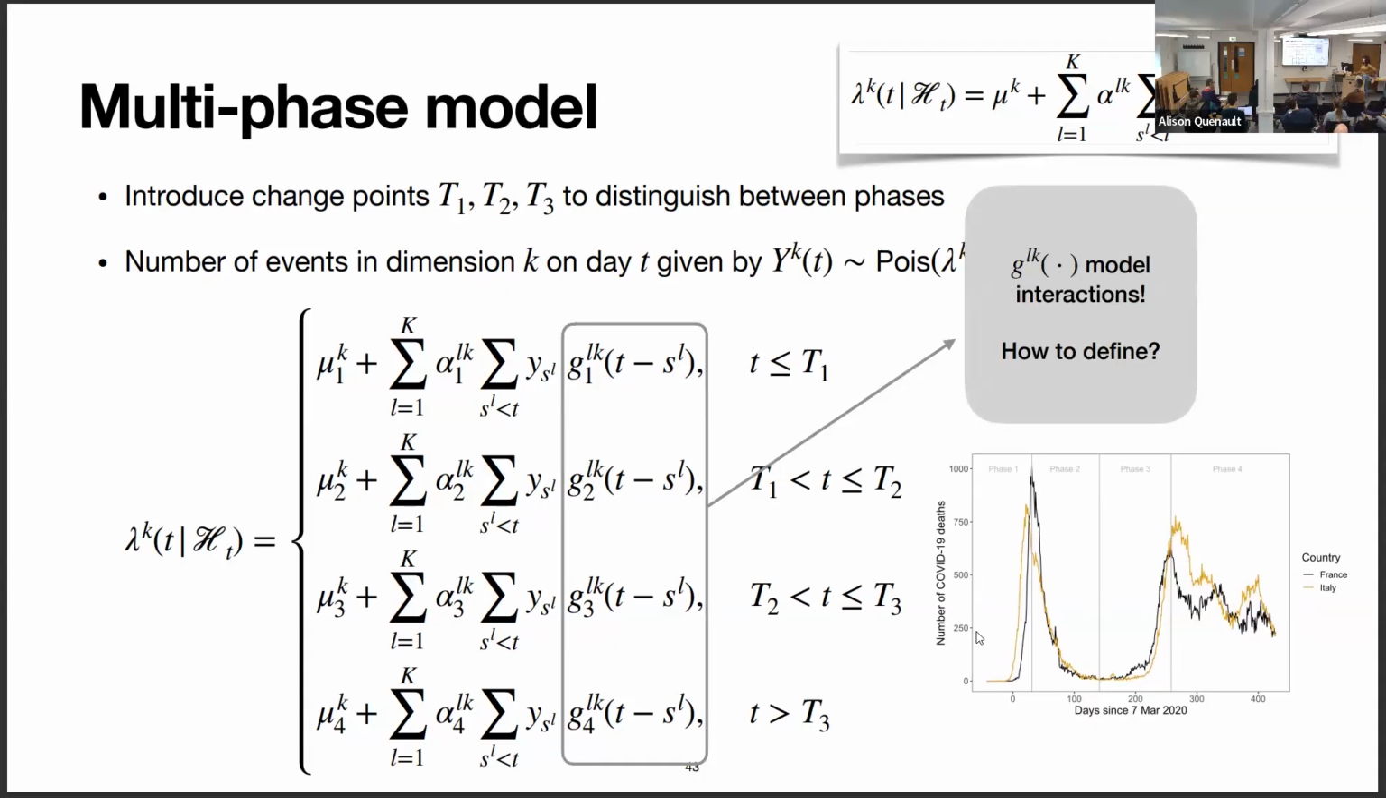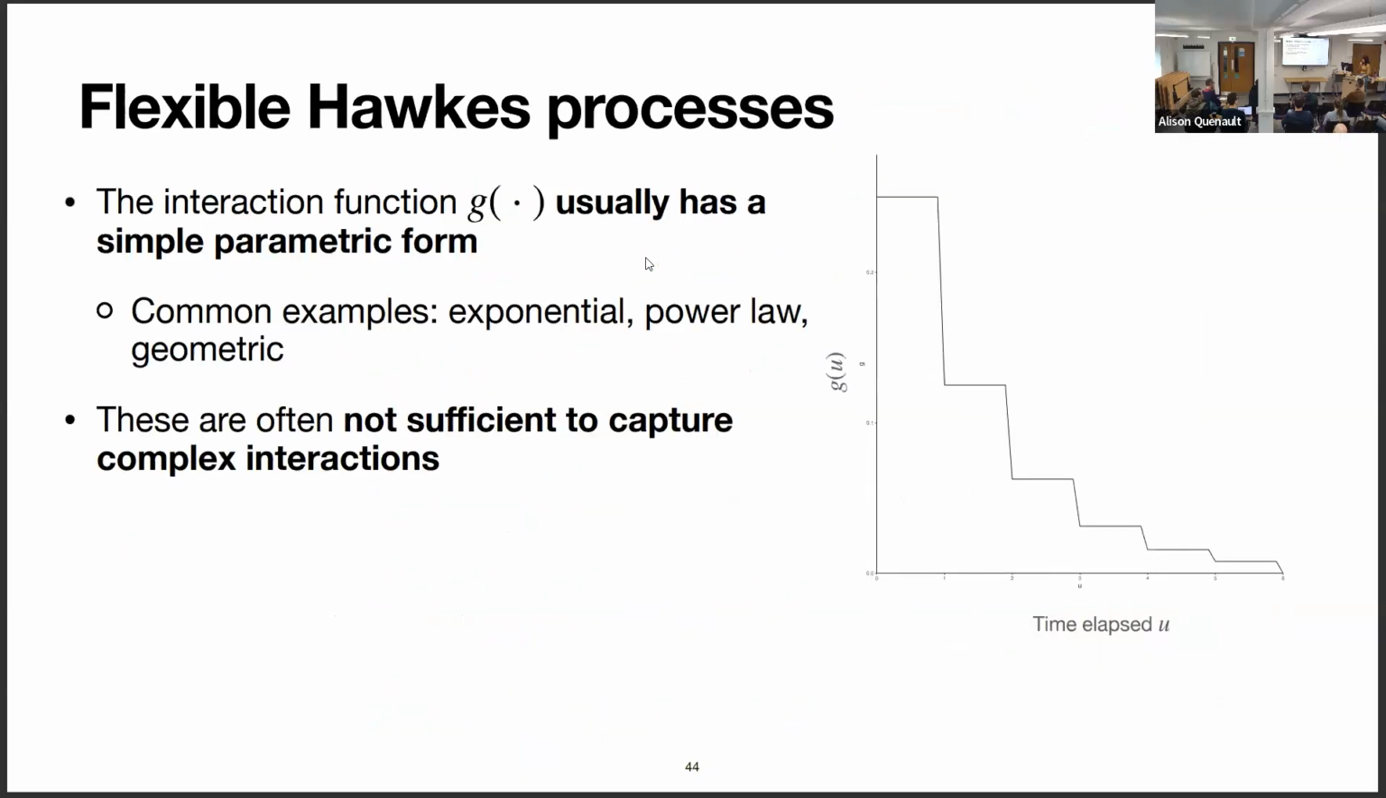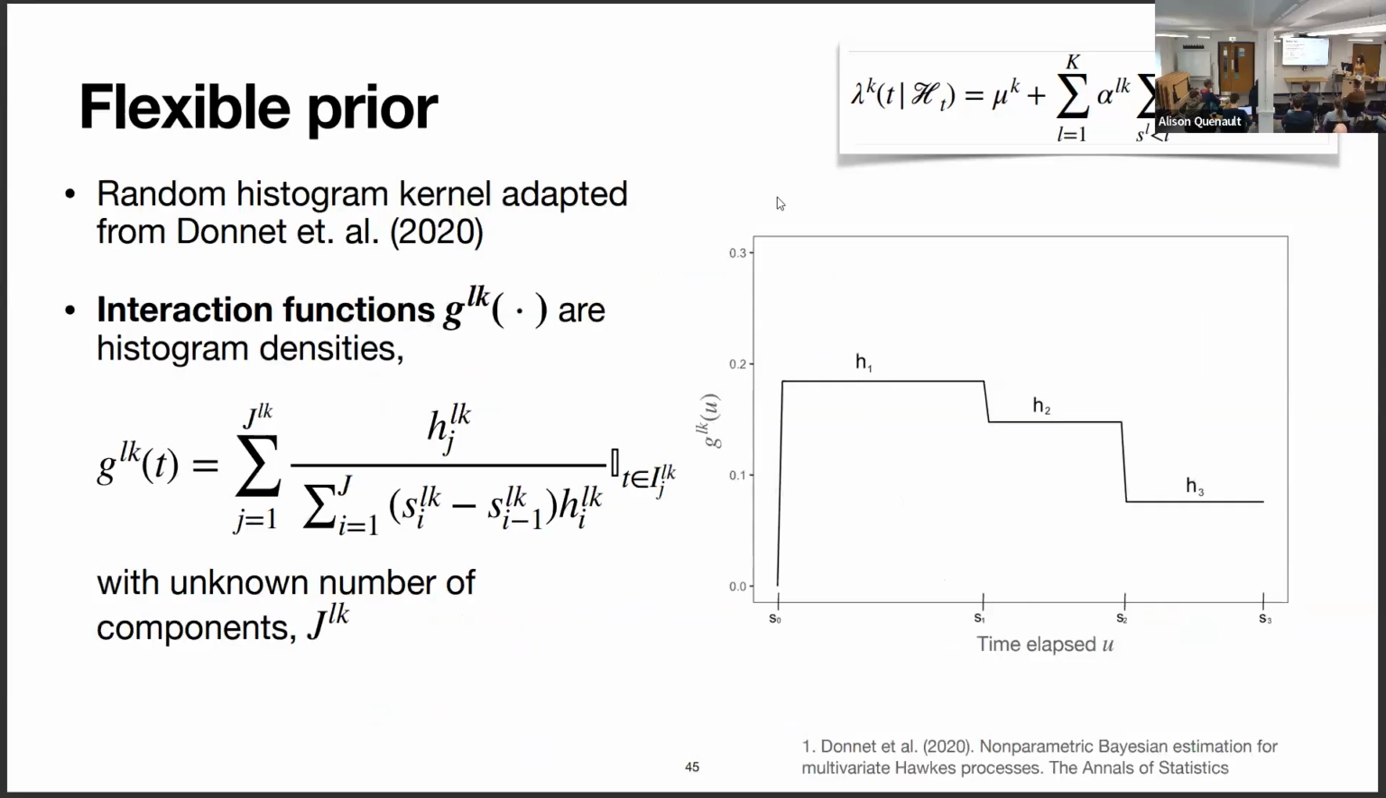Okay. The main point of this part of the talk is that we were trying to find different ways of defining these triggering kernels, or in this case, the interaction kernels. Generally we would just use some parametric form, like an exponential or a geometric in the discrete case. But if we do have more complex interactions happening, obviously this isn't going to be sufficient. So we thought a more flexible way of doing this is a random histogram kernel. Basically we set our histogram so that these interaction functions can take the form of any step function.